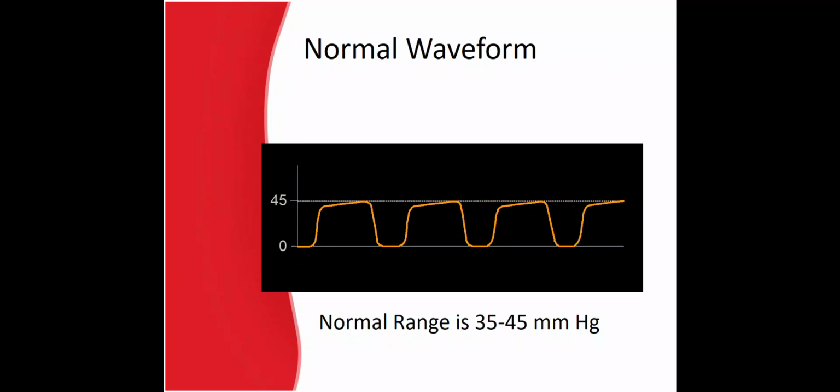A normal waveform looks similar to the picture. The normal range for end-tidal CO2 is 35 to 45 millimeters of mercury. As you look at the waveform, the distance across the bottom indicates time. So if a patient is breathing very fast, you will see more waveforms. If they are breathing slower, you will see fewer waveforms. The left axis indicates the amount of CO2 measured in millimeters of mercury.